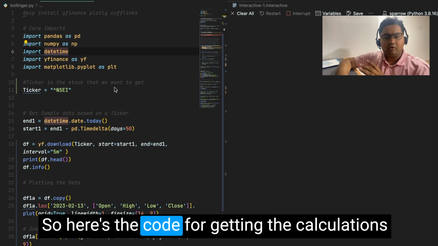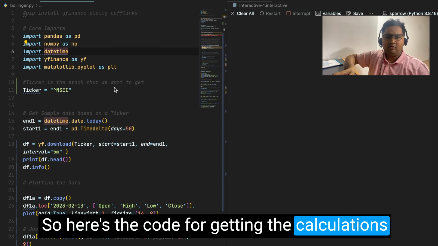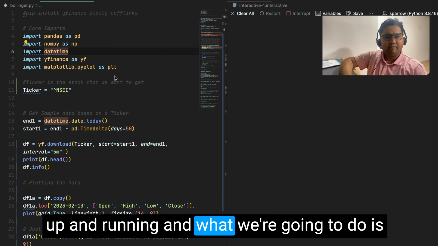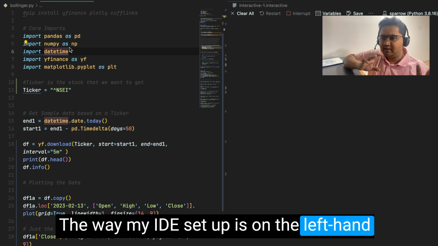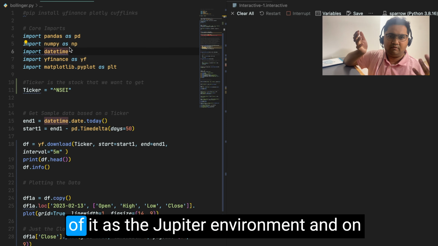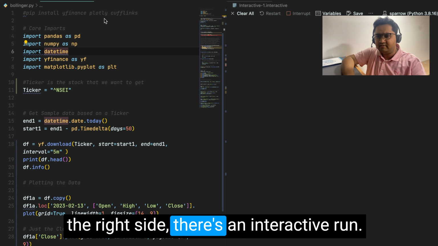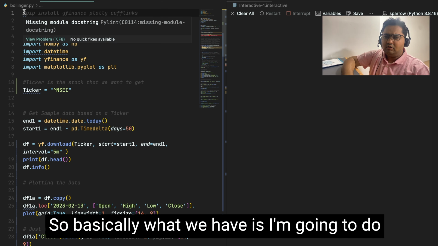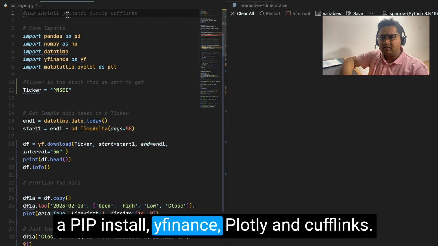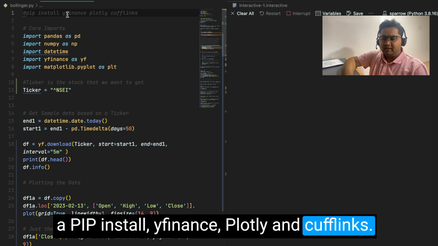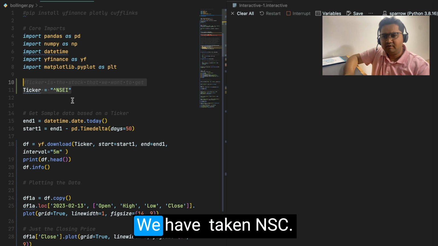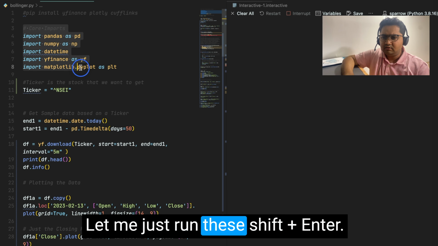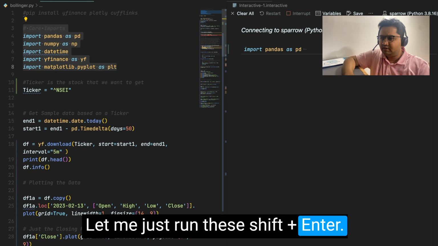So, here's the code for getting the calculations up and running. And what I'm going to do is walk through it step by step. The way my IDE is set up, on the left hand side there's code, which you can think of as a Jupyter environment, and on the right side there's an interactive run. So basically, I'm going to do a pip install yfinance, plotly, and cufflinks. yfinance is the library which is used to get the market data. We have taken NSE. Let me just run these. Shift enter and it's connected.